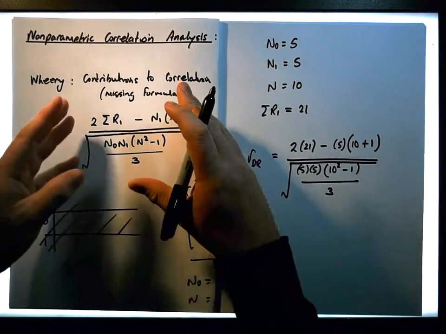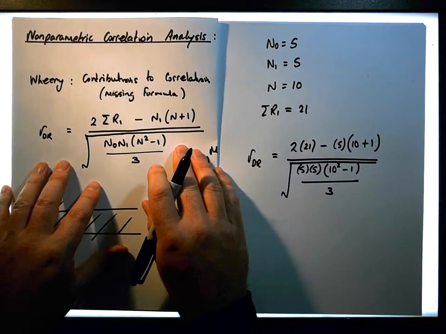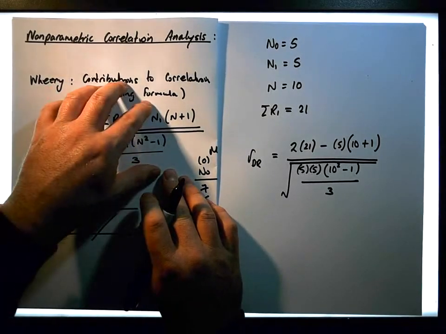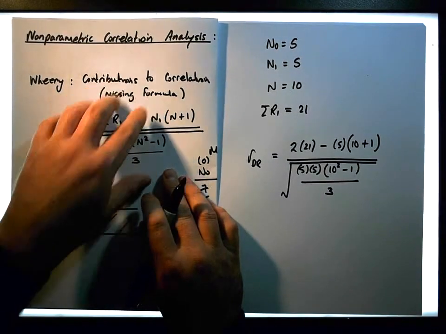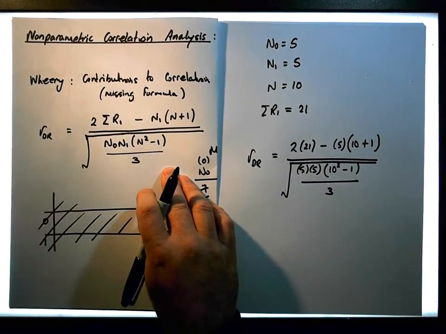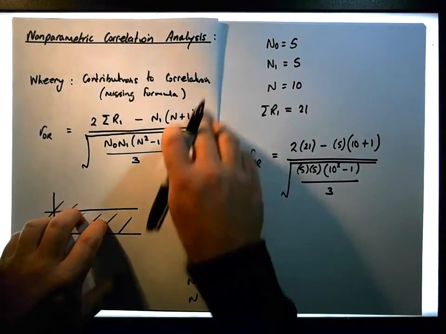If you're interested in where this formula comes from, it is a transformation of the Pearson correlation coefficient under certain conditions, taking into consideration the ranks and the dichotomies, and Weary gives a great exposition of how this formula is derived.